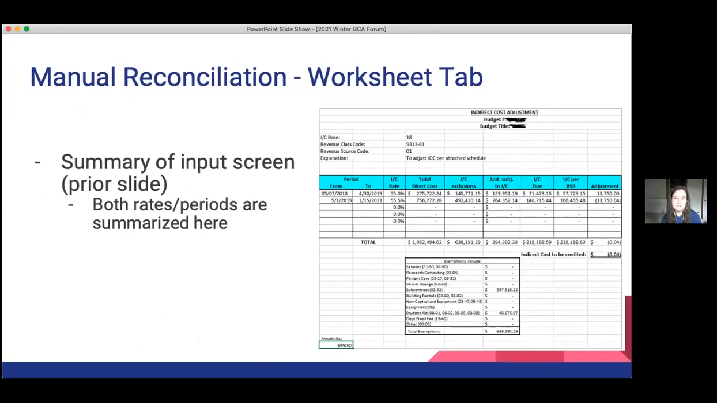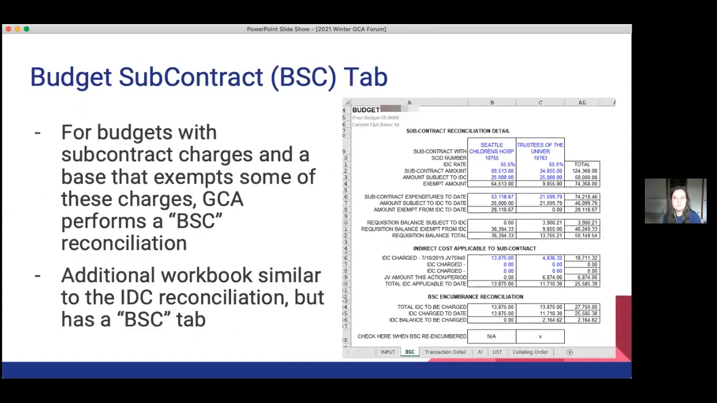So the worksheet tab is just an overview of the input screen, which shows the rate periods and the corresponding direct costs, exemptions, and IDC. You may remember me mentioning a subcontract specific workbook earlier. This is what GCA refers to as a BSC reconciliation. And the workbook is similar to the regular IDC workbook, but the worksheet tab is replaced with the BSC tab.